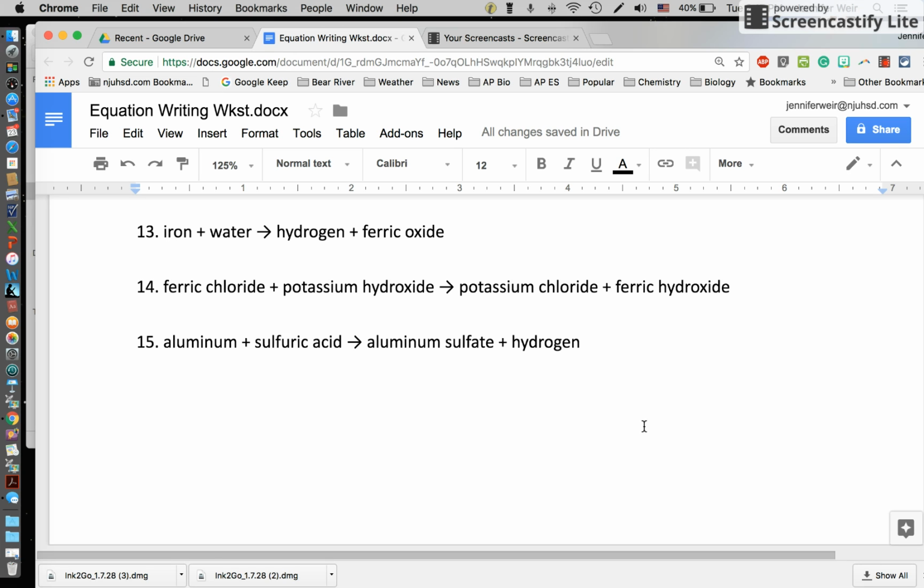Okay, I'm going to go over a few of these questions that were the ones that were most requested. And number 15 is one of them. So aluminum plus sulfuric acid yields aluminum sulfate plus hydrogen.